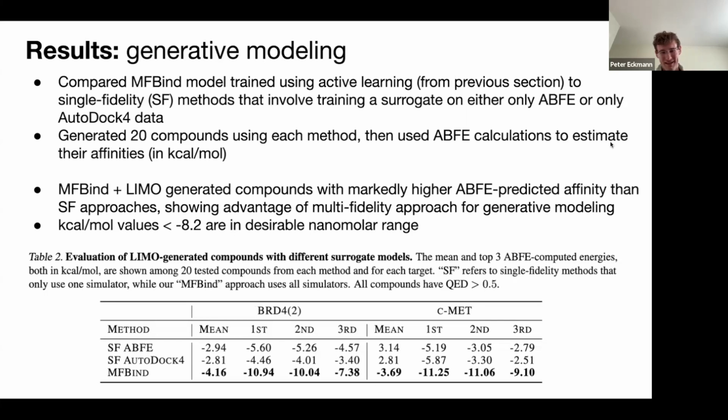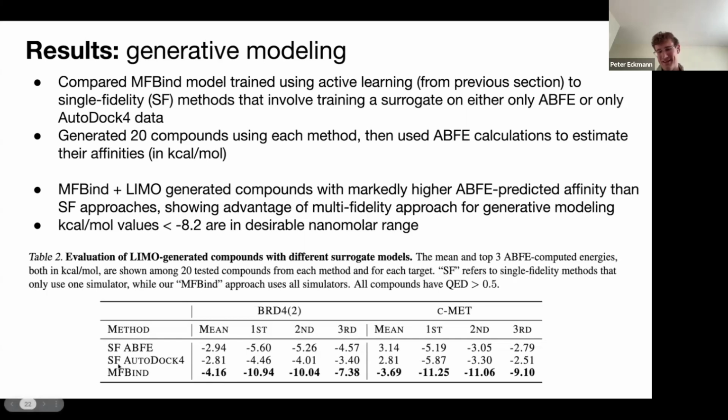This table at the bottom here shows the results from this. We report the mean as well as the top 3 compounds out of the 20. And these are all kcal per mole values from ABFE. And we do this for both BRD4 as well as CMET. You can see from MFBind both the mean energy of the compounds that we generate as well as the energies of the top compounds are a lot more favorable than the single fidelity methods.